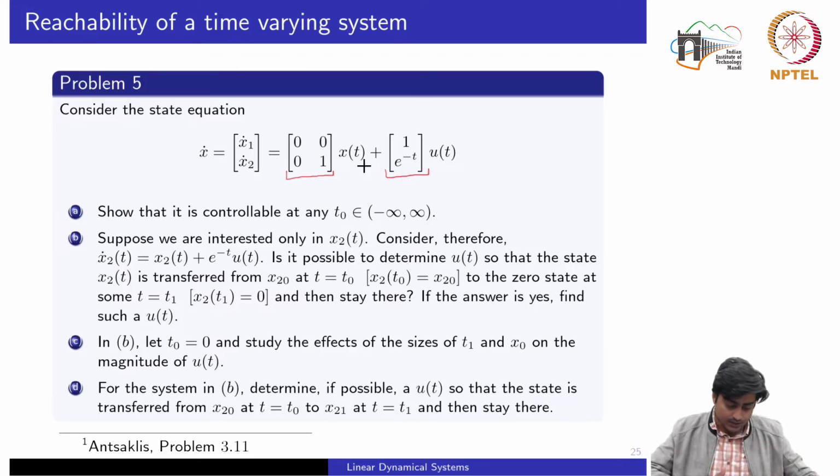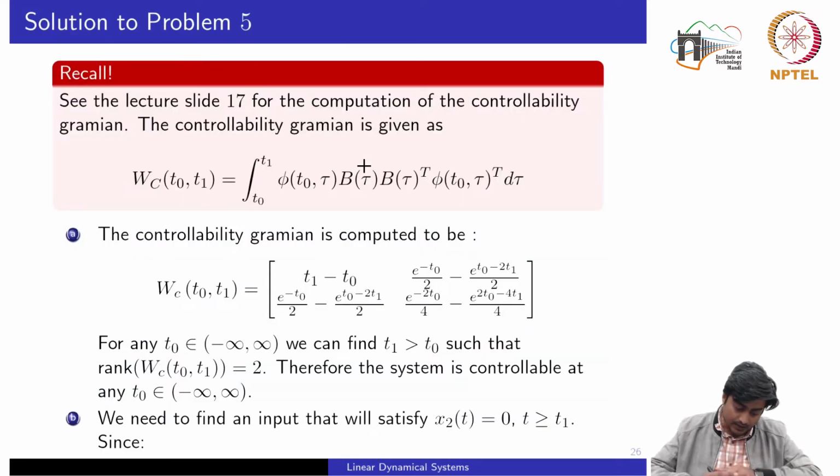So first we check the controllability. If you recall one of the key results, we first need to compute the Gramian, and if that Gramian has full rank for all t0 and t1, it means the system is completely state controllable.